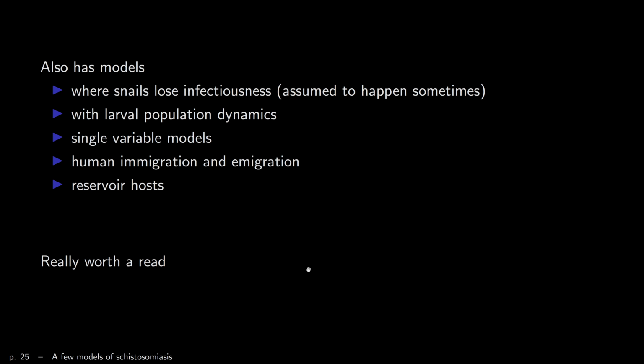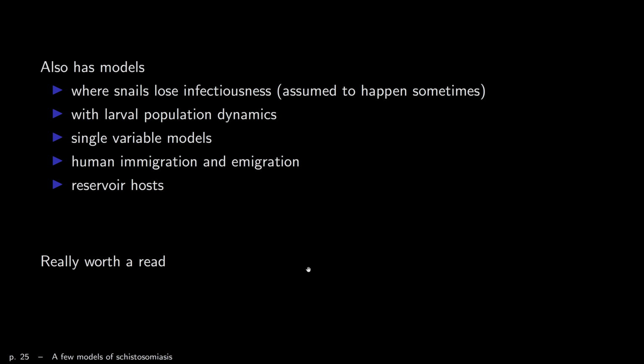Okay, and as I said, there's plenty of models. So if you read the same paper, you'll see there's models where infectiousness of snails is lost, which apparently sometimes happens. Because most of the time, those models consider that the snails are infected and they remain infected for their entire life. But it seems that sometimes some snails might lose infectiousness and still be alive. So there's a model for that.